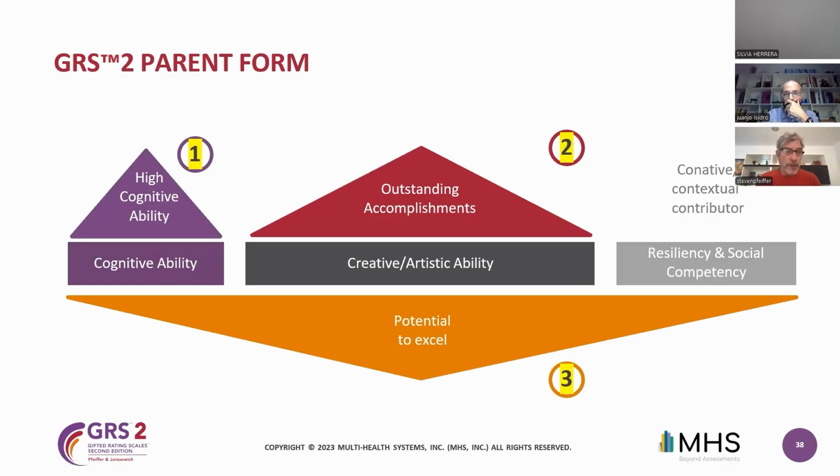So this here depicts the GRS2, the new Gifted Rating Scale 2 parent form. The purple to the far left shows that the scale measures a parent's perspective of their son or daughter's cognitive ability. So it looks at high cognitive ability as one of those tripartite model perspectives. But the red triangle in the middle shows you that the parent form also has items that measure outstanding accomplishments. So the parent rating scale, and there's only really less than 20 items. Some of them measure high cognitive ability. Some of them measure outstanding accomplishments. And the third measures this potential to excel. Kids who are unrealized but could become gifted with the right opportunity.